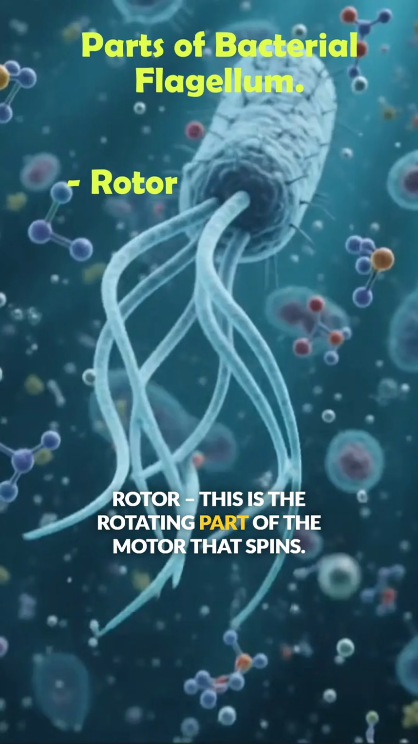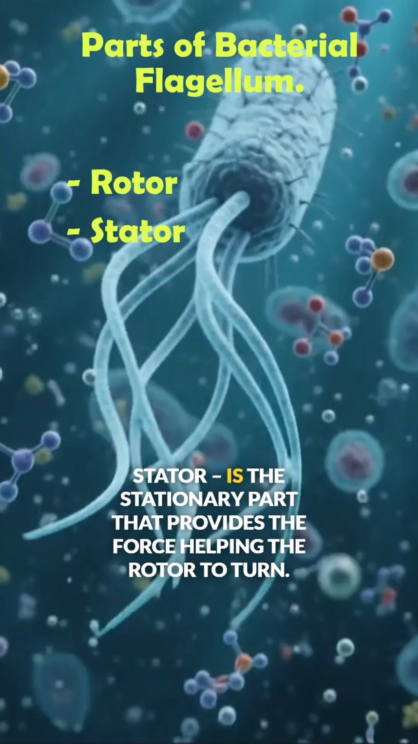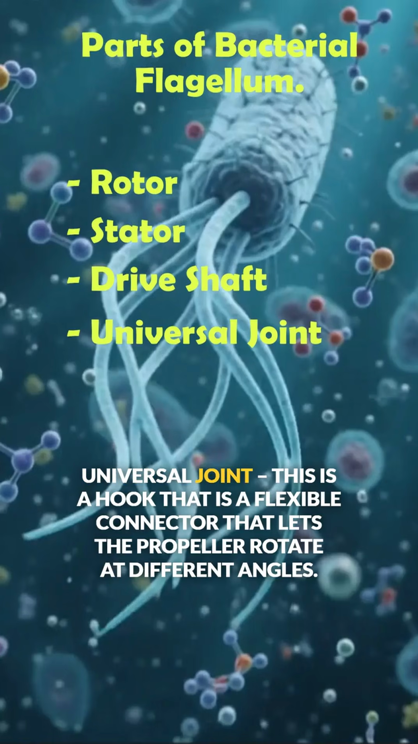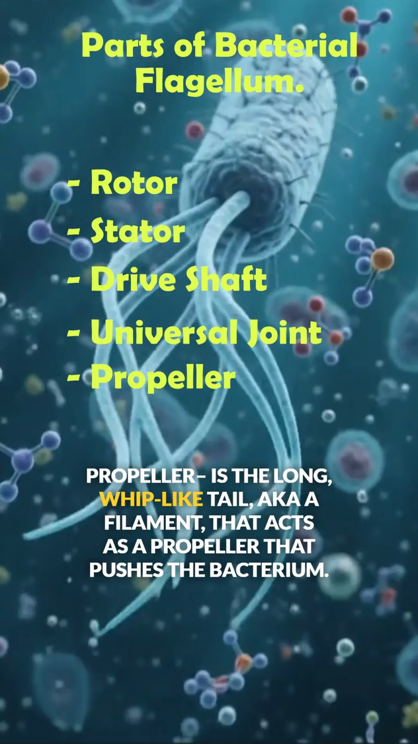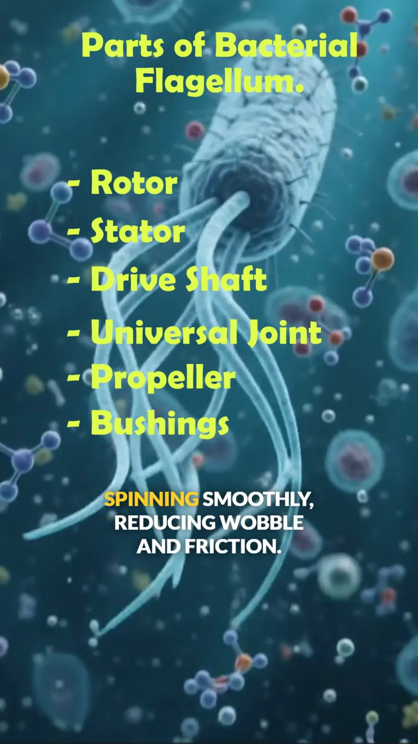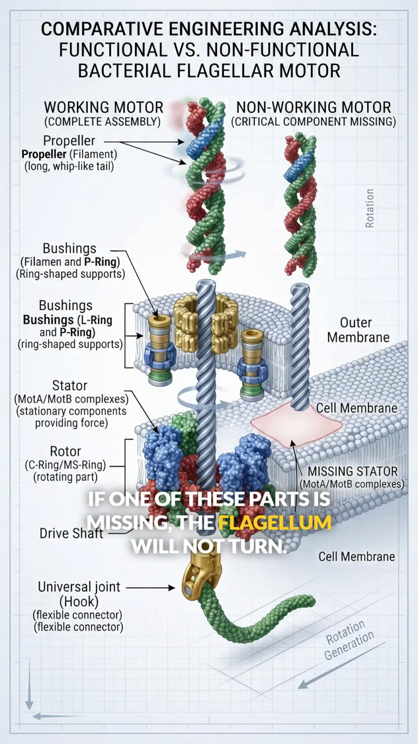This is the rotating part of the motor that spins. Stator is the stationary part that provides the force helping the rotor to turn. Drive shaft is a rod that transfers the motor's rotation to the propeller. Universal joint. This is a hook that is a flexible connector that lets the propeller rotate at different angles. Propeller is the long whip-like tail, aka a filament, that acts as a propeller that pushes the bacterium. Bushings are ring-shaped supports that keep the drive shaft centered and spinning smoothly, reducing wobble and friction. If one of these parts is missing, the flagellum will not turn.